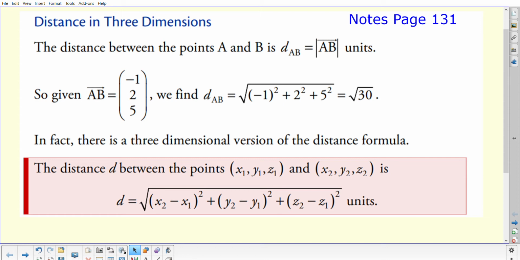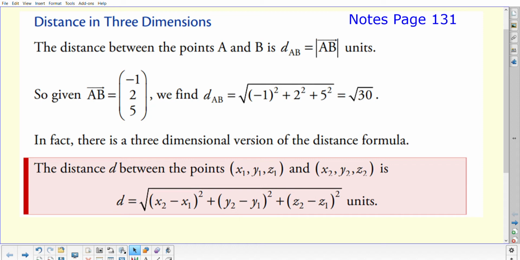So that if you're asked to work out the distance between 2 points, you can do it using the distance formula. If you're given a single vector that represents the journey from one point to the other, then it's the same sort of idea. It's just basically Pythagoras. You square each of the components of your vector. So this is like working out your magnitude.